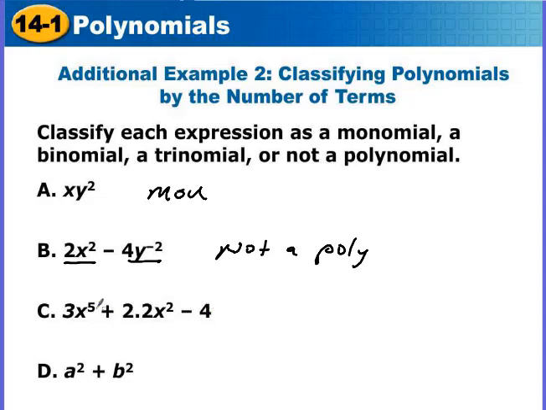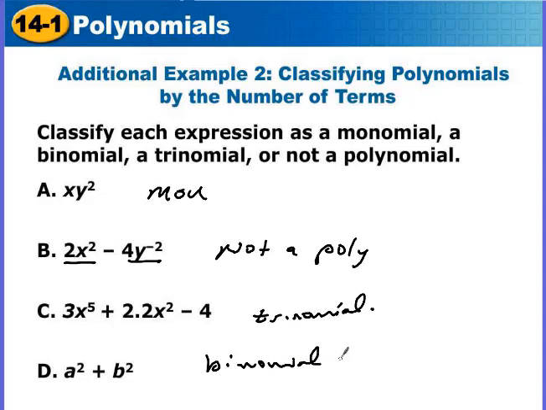So if that's the case, if those monomials are all good, then we look at how many monomials we have. We've got one put together with another one here with a plus, put together with a third one here with a minus. So this one is called a trinomial. Now D, this one, a squared plus b squared, are each one of those good? Yes, they are. And we've got this one put together with the plus sign with this other one. So this one is a binomial.